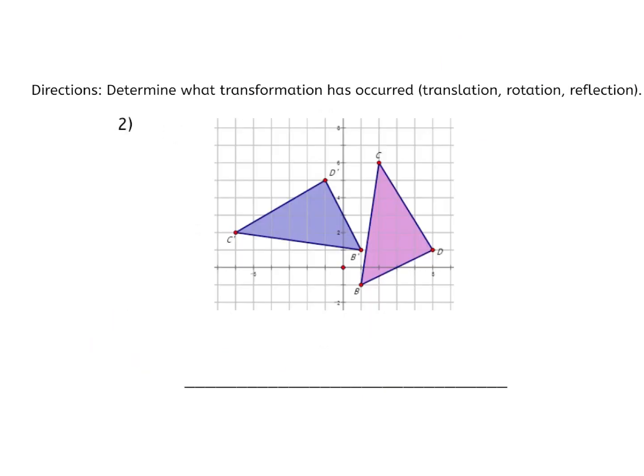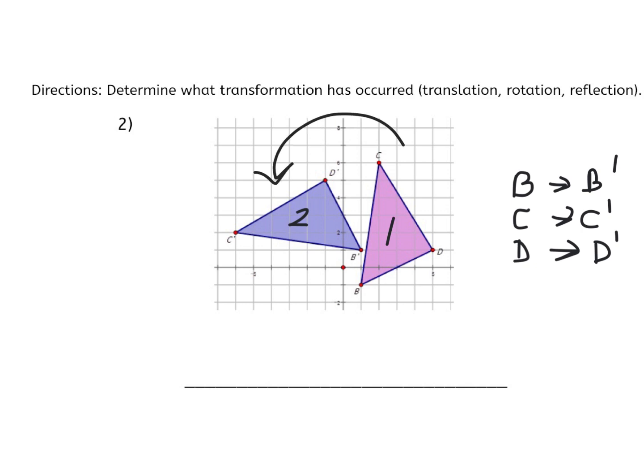Okay, number 2, the original is the pink figure, and the transformation is the purple figure. Again, I know this because I'm looking at the letters B, C, and D, and then they're labeled B prime, C prime, and D prime in the purple figure. So look for that first. Okay, now I'm imagining this looks like it's turned, and it's like turned backwards. So a turn, remember, was a rotation. So this does look like a rotation.